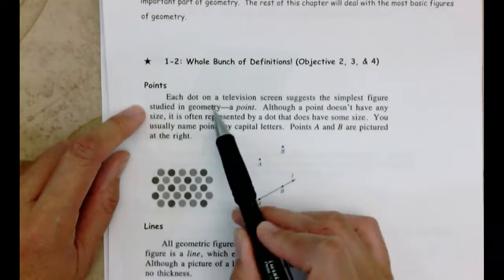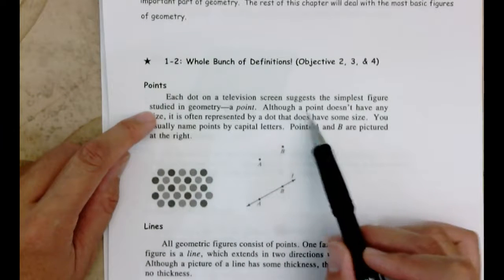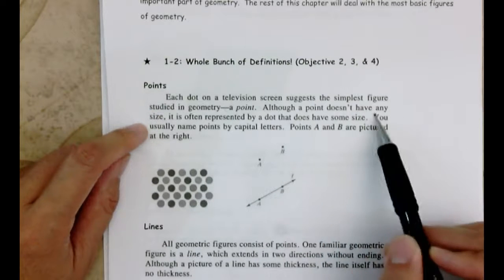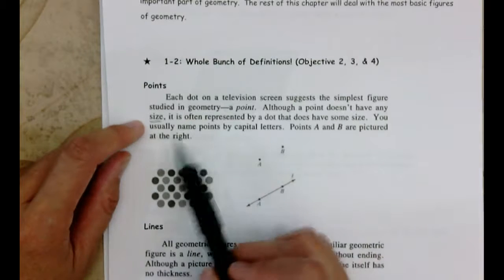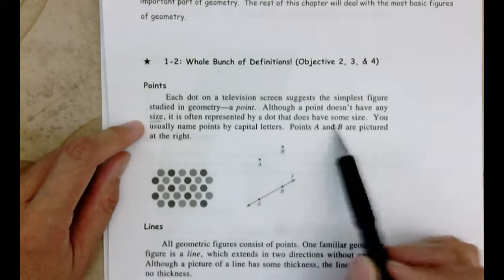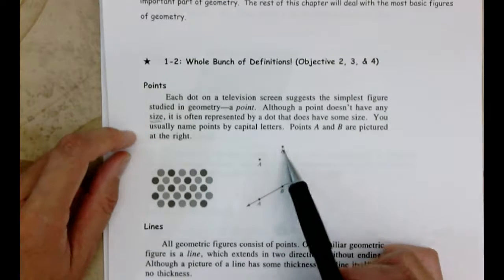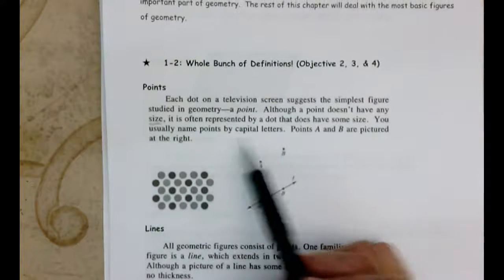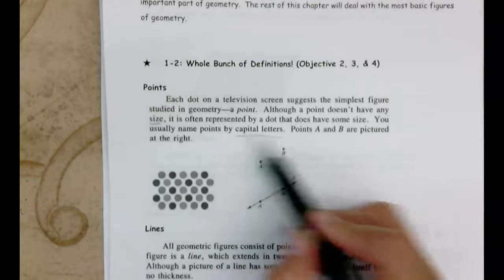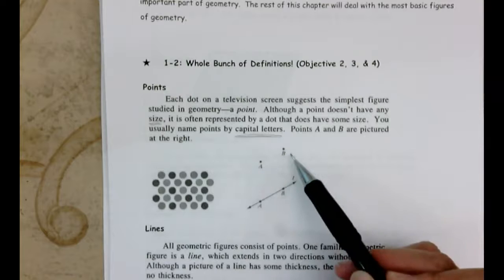Okay, so each dot on the television screen suggests the simplest figure studied in geometry, a point. Although a point doesn't have any size, there's no area, no size, no length, nothing. It is often represented by a dot that does have a size. So when we represent it on the paper, it has a size. But by definition, the point in geometry does not have any volume or size. You usually name a point by a capital letter. It's important: points are in capital letters. Points A and B are pictured at the right.